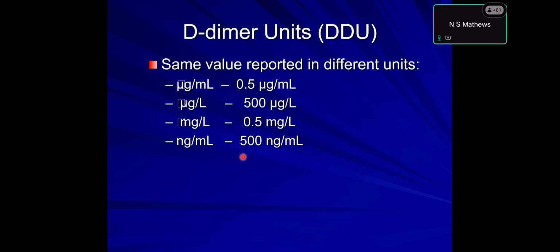So for example, let me start from the very bottom. What we follow in our lab is the unit of nanogram per ml. So we say above 500, we have to think about it as significant, but it is actually the same as in milligram per liter, where it is 0.5. And this nanogram per ml, when it comes to microgram per liter, it is still 500 because the unit of the denominator changes. So like that, we have to keep in mind that it can be reported in different units and therefore the value can change accordingly.